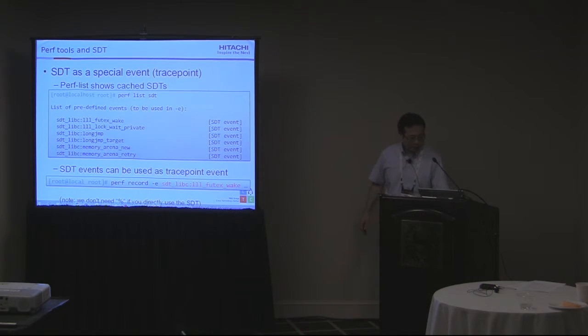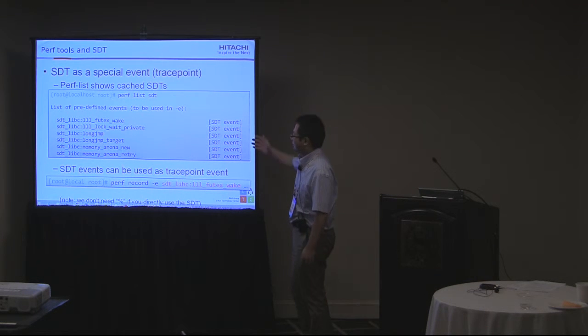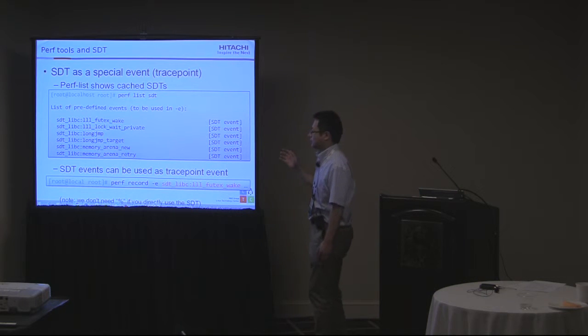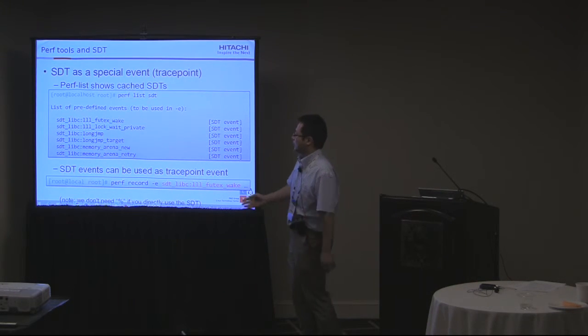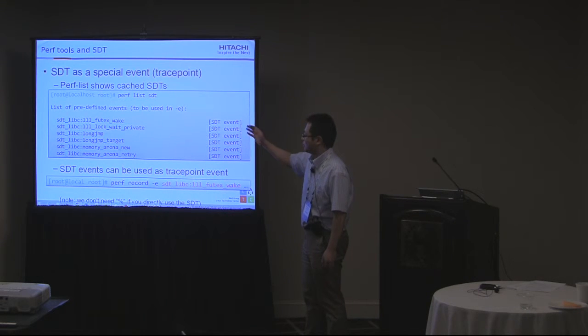And also nowadays, Perf tools directly support SDT. So Perf list shows cached SDTs directly. Usually Perf list shows all the hardware events and also trace points, and I added the SDT event list, so all the cached SDT events are shown by Perf list sdt or Perf list.